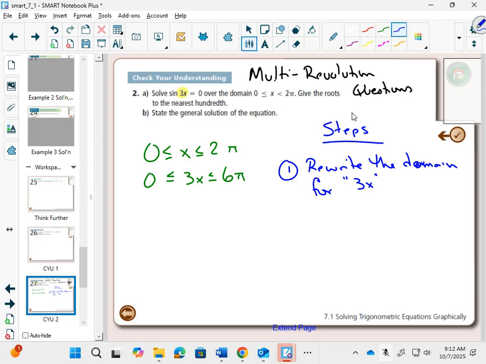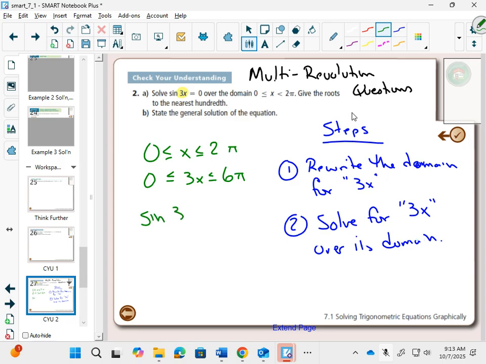Step 2. And again, I'll put this in quotation marks. We're going to solve for 3x over its domain. So my question was, sine of 3x equals 0. Well, if this was one thing, is sine ever 0 on your unit circle? Well, that's our y-coordinate, right? And it would equal 0 at 0, pi, and 2 pi.